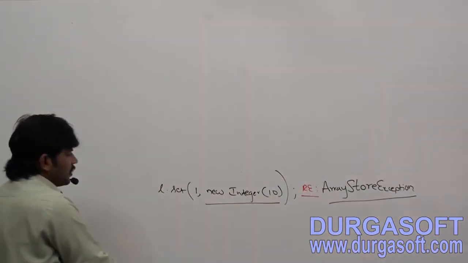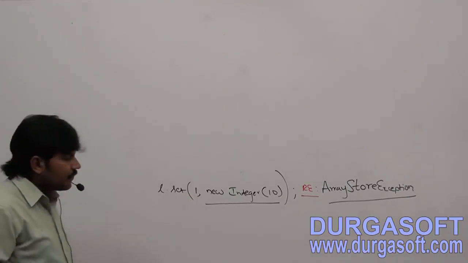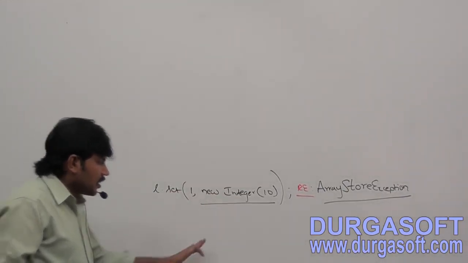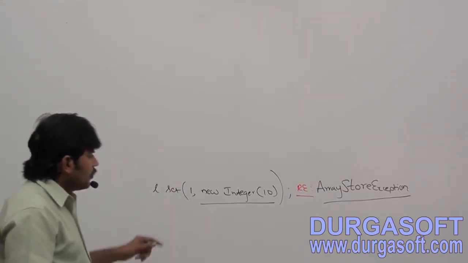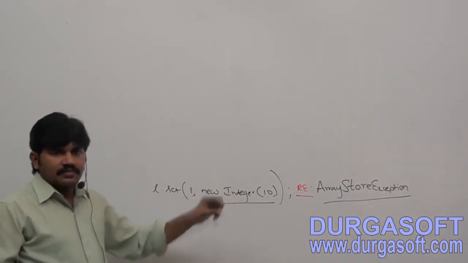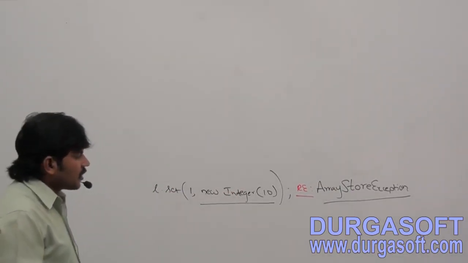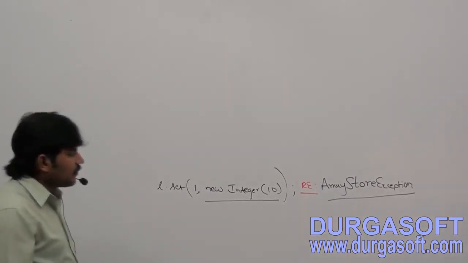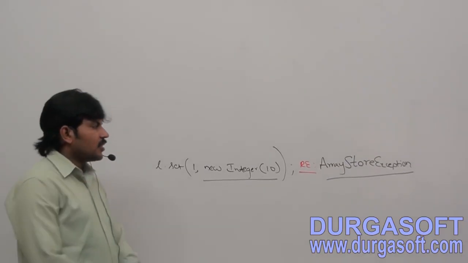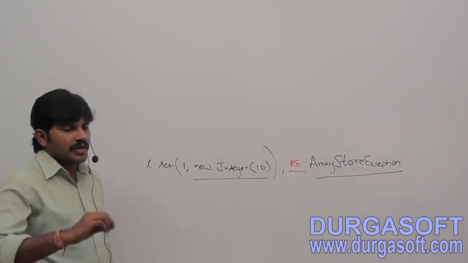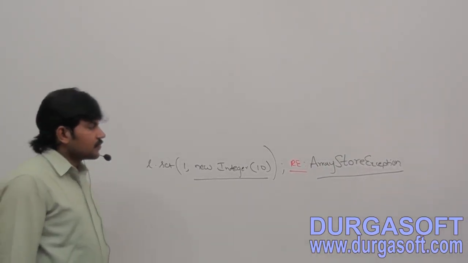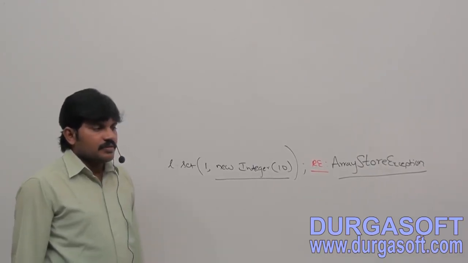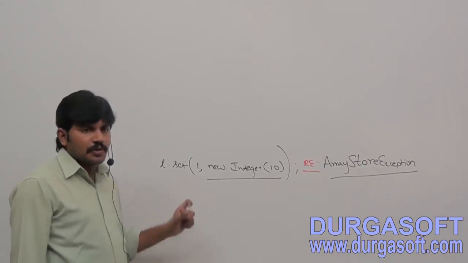Okay, take this example: L.set(1, new Integer(10)). What is that exception? Array store exception. That's all. Are you getting it? These are various loopholes you people should be aware of.